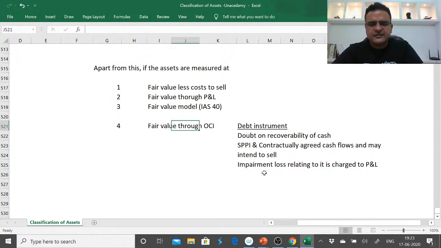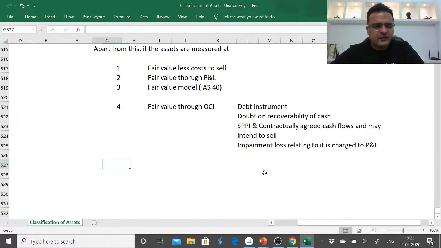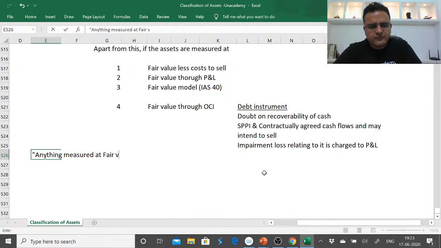indirectly testing for impairment, but if there is any doubt on recoverability, then this entire change will not go to OCI. Some of the portion may go to P&L if there are indications of impairment, if there is any doubt on recoverability of this asset. So this one clause we need to remember, that when I make this statement to remember Ind AS or IFRS, I make a statement and give an insight that anything measured at fair value is required to be remeasured on each reporting date.